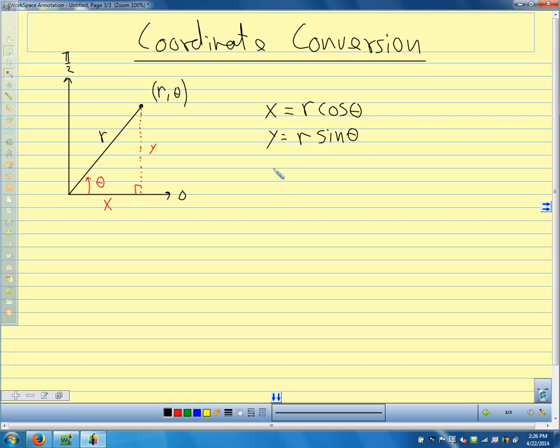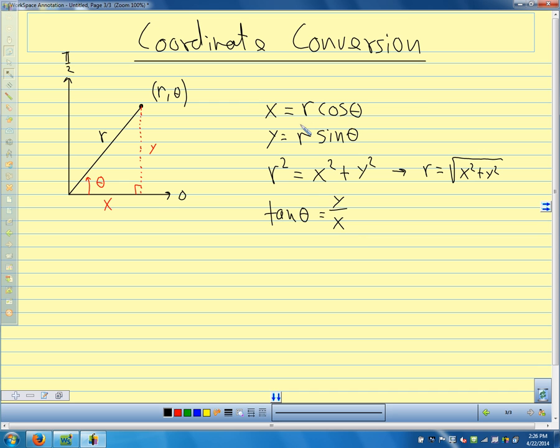sine theta. We can use the Pythagorean theorem on this triangle and say that r squared equals x squared plus y squared, and that's the same as saying that r equals the square root of x squared plus y squared. And we can figure out our angle: tangent theta, opposite over adjacent, y over x. So those are our conversions.